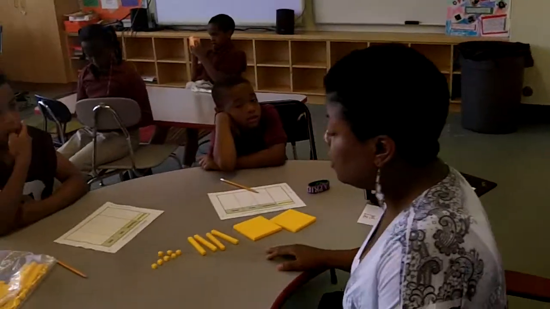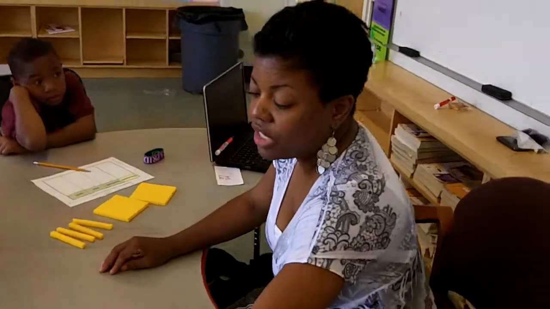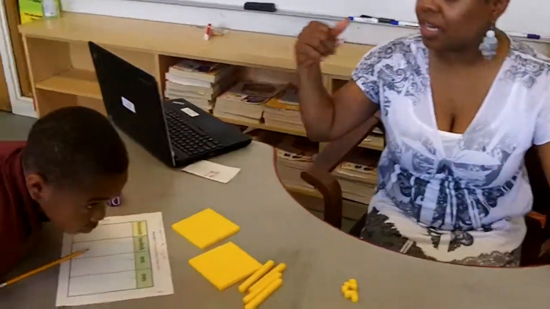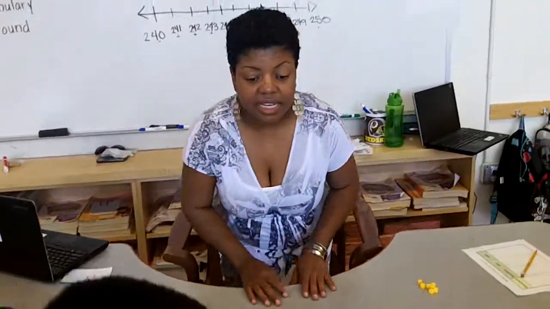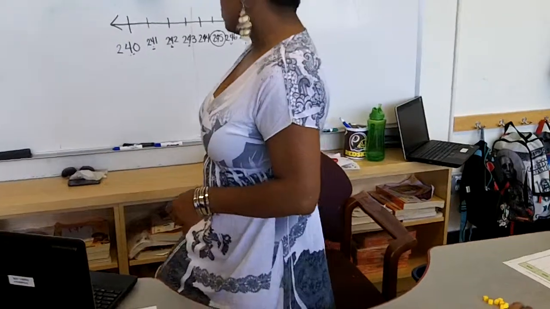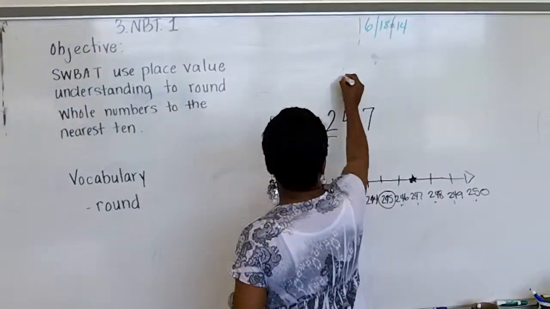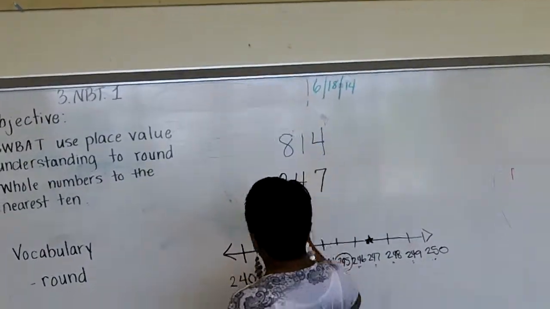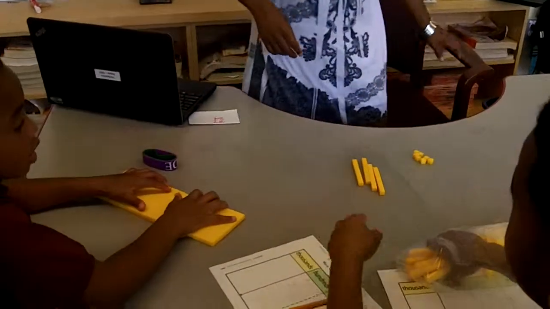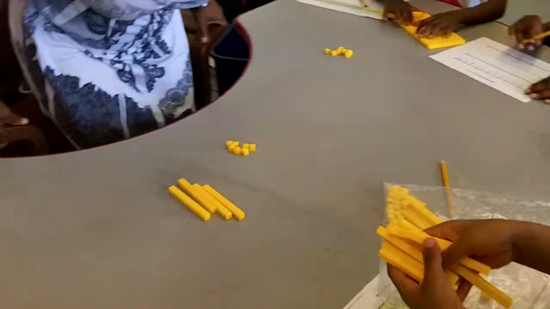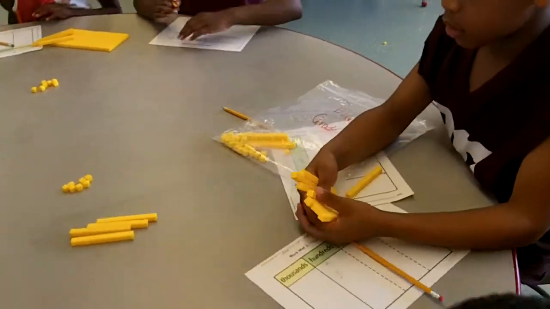So now what I want you to do is use any combination you can, whether you're using a chart, your base 10 counter, or a number line, to round the number 814 to the nearest 10. 814, you're rounding to the nearest 10. You may work with a partner. 814 to the nearest 10.